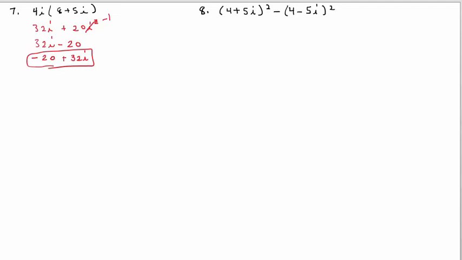Number eight, looks kind of cumbersome, a lot of work, but we'll try and get through it kind of quickly. We're going to FOIL each binomial, after which we'll distribute the negative through and do any necessary cleanup. So let's FOIL this. If we were to write two of these binomials out side by side and expand, the result would be 16 plus 20i plus another 20i. And the two last terms would be 25i squared.